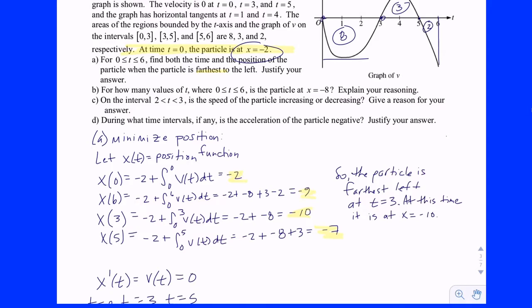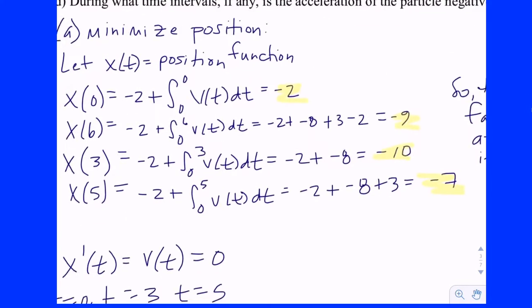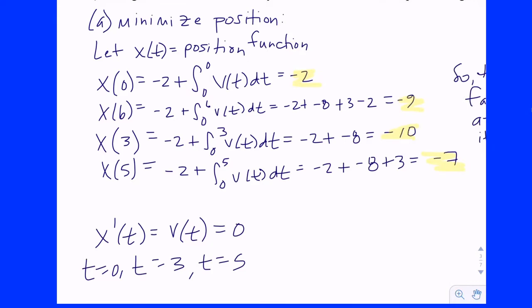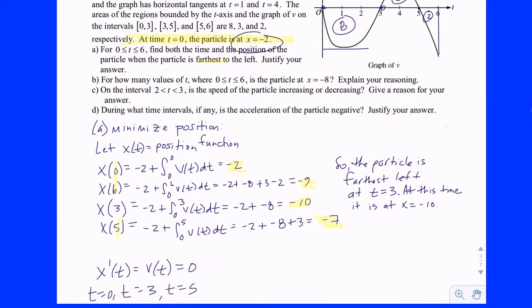Did we justify it? Where's the justification? All of this is your work. As Berquist said, it's identifying the candidate. So it would be computing the position at 0, 6, and 5. That would be your mathematical justification, which is the easiest for the closed interval argument.